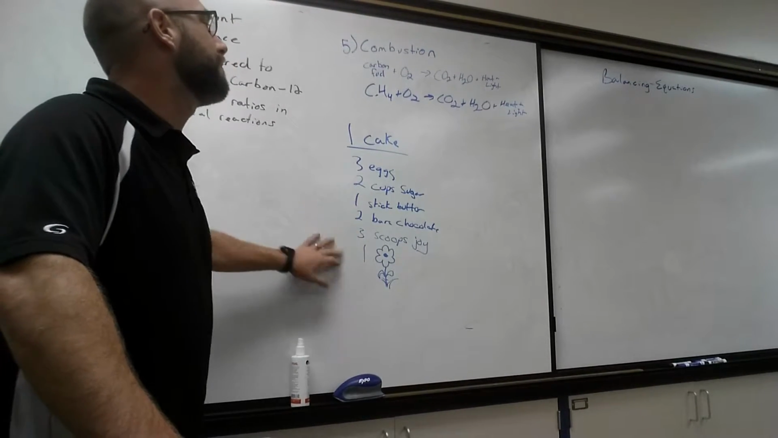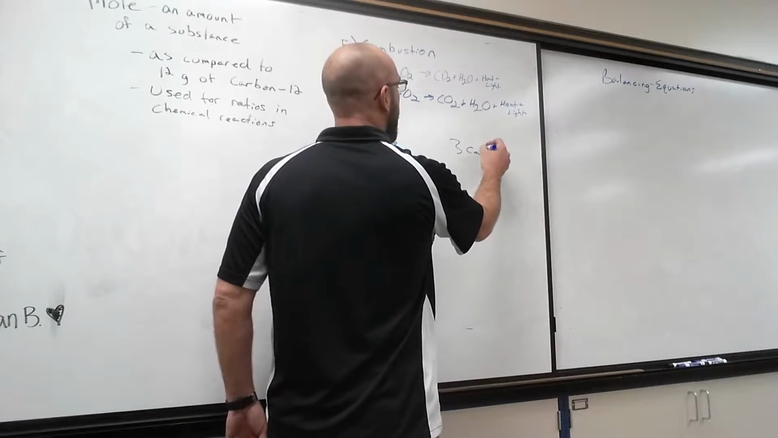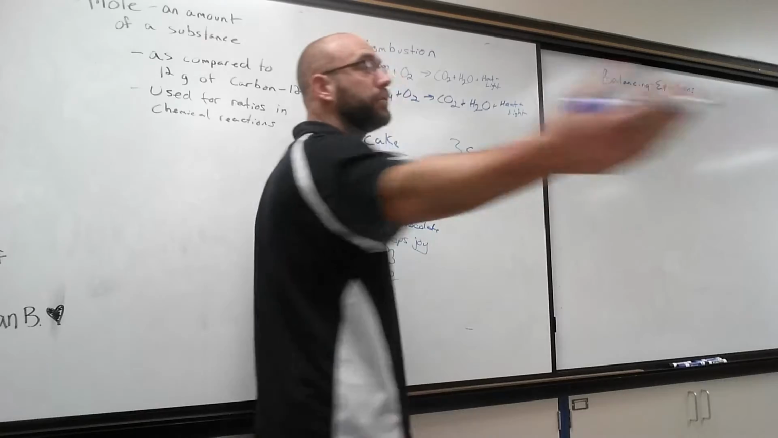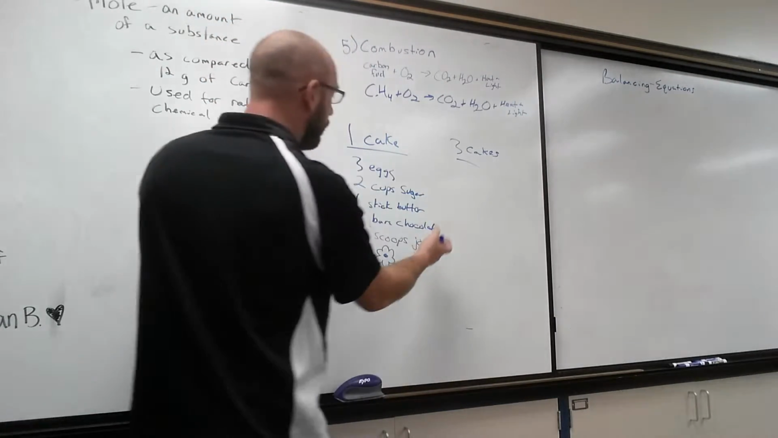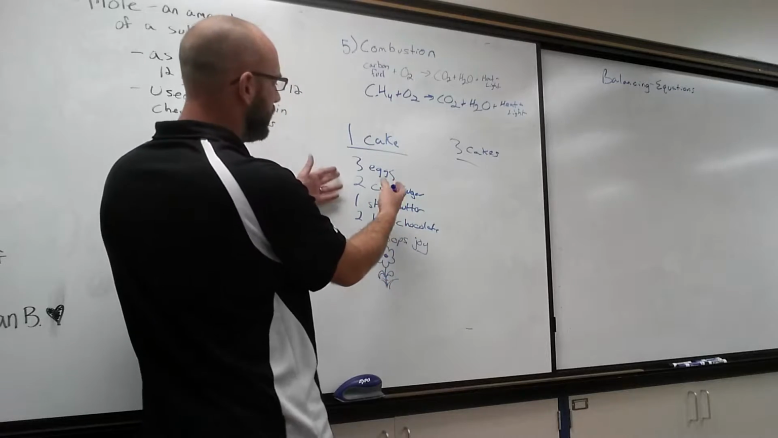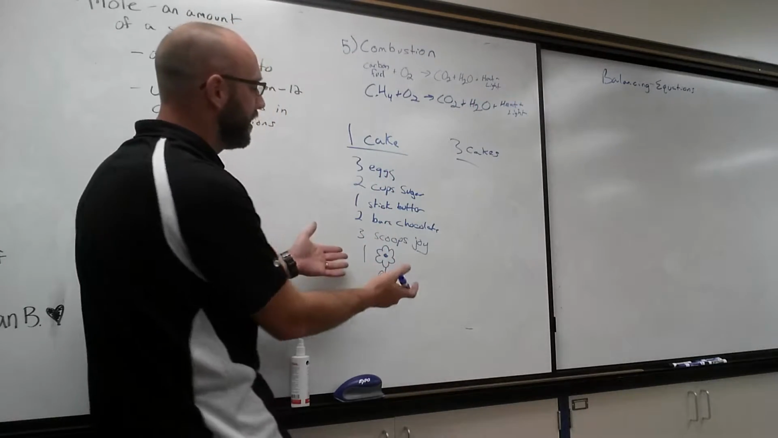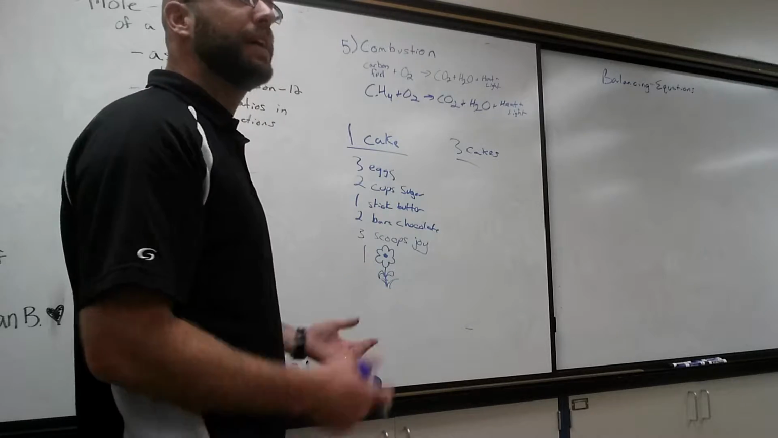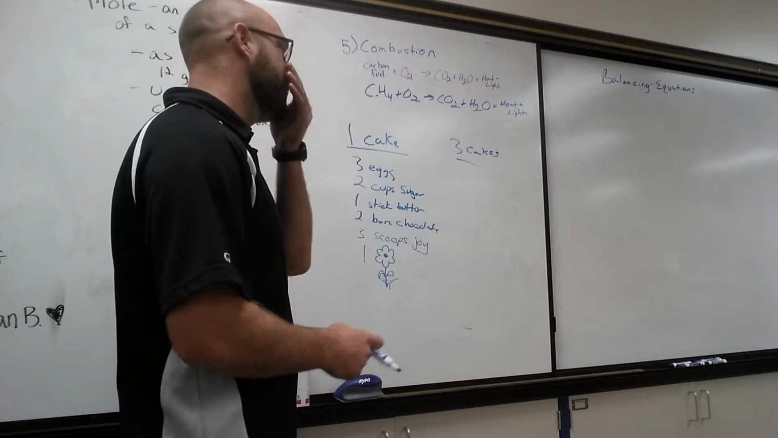So this is our recipe for a cake, and I said, hey, can you make 3 cakes? And you all could easily do that, right? We would say, okay, well, we're going to need 9, we're going to need 6, 3, 6, 9, 3, right? We need 3 flours to make this. You guys could easily do the multiplication and figure out what we need for 3 cakes.